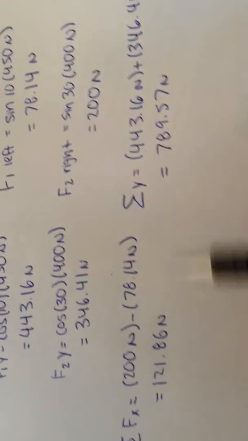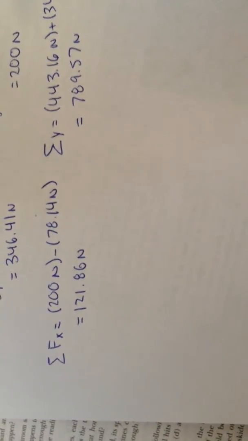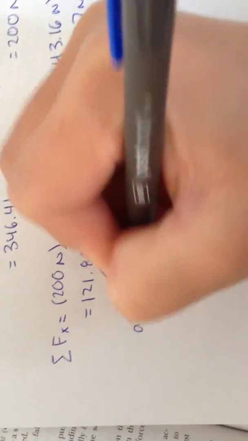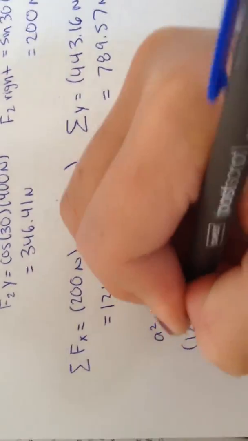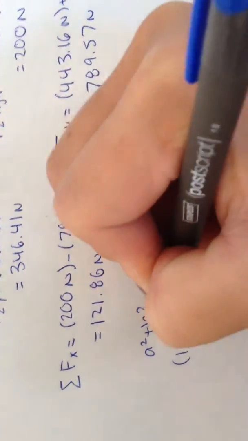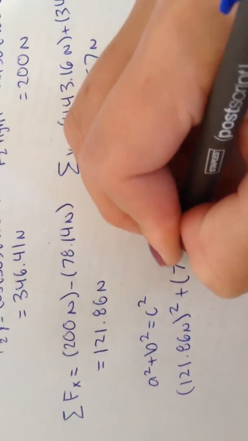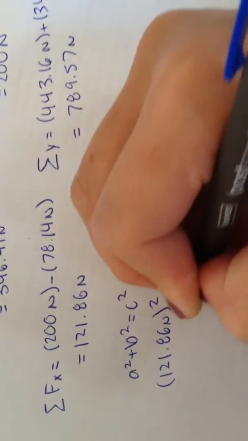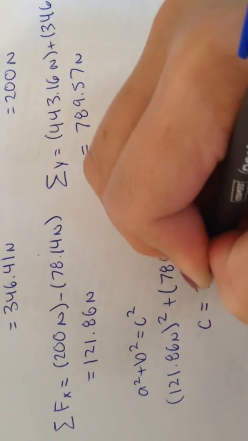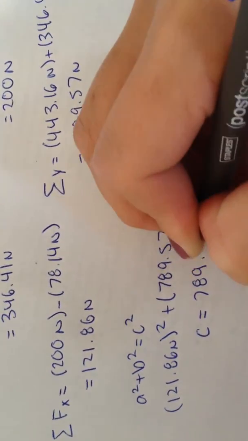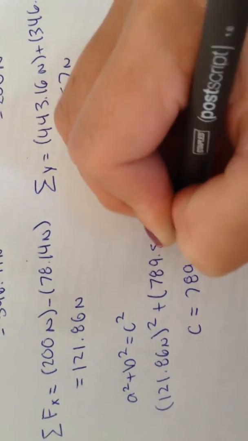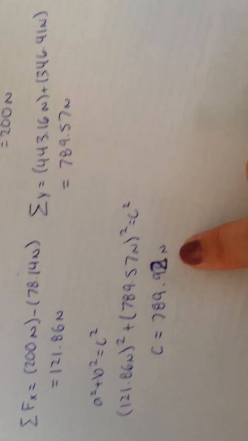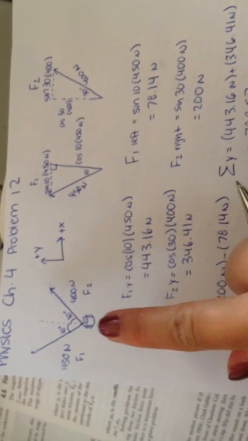So once you have your x and your y, you basically want to find the hypotenuse. So you do that with a squared plus b squared equals c squared. So then your c is 789.92 newtons. And then you need to find the angle that it's going at because it's not going straight.